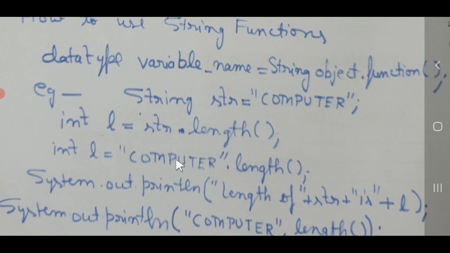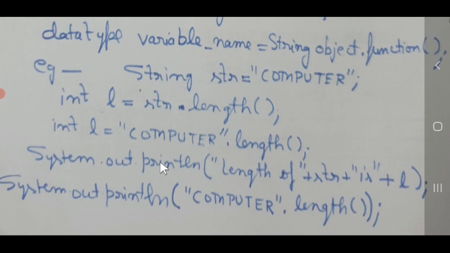That's right. After that we have another way, that instead of having this variable and then again calling the function, you can have the string literal directly. That works like a string object here. So computer, in double quotes we have written here dot length. So automatically the length of this string is going to be stored in l. So what will be the length?